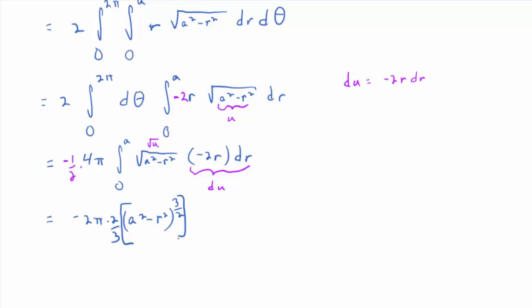Make your life easy when you're allowed to. When are you allowed to do that? When that constant's a factor, right? Evaluated from 0 to a, right? Okay, and then what does that make? Negative 4 pi thirds in front. Okay, you plug in a, you get 0, don't you? If you plug in a right there, you get a squared minus a squared to the 3/2, but that's still 0, isn't it? Subtract off now, what do you get when you plug in 0 for r? You're plugging in 0.